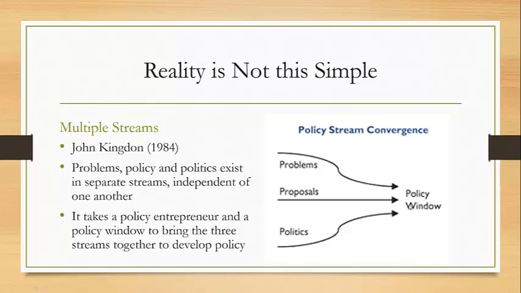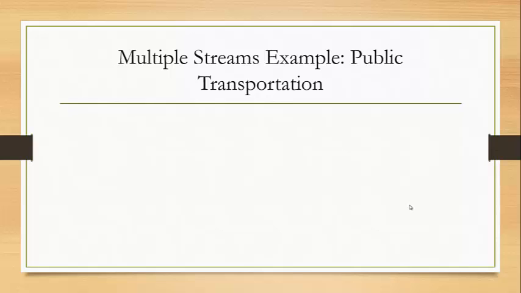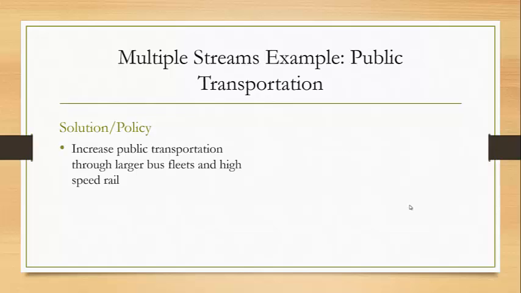So let's look at what this would look like in a real example. Okay, so this is the multiple streams example using public transportation. So the solution or policy is to increase public transportation through larger bus fleets and high-speed rail. Okay, now this is something that's really popular right now.